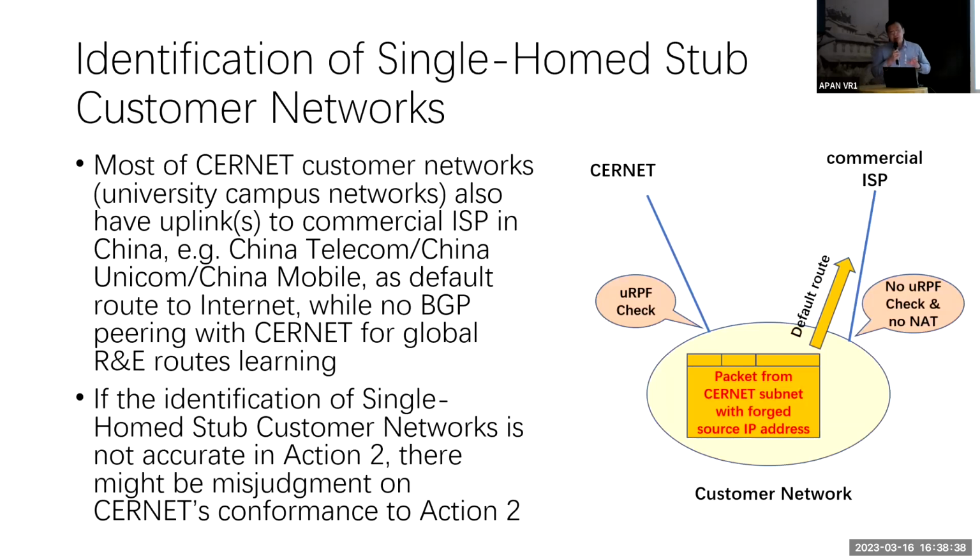From the diagram on the right, you can see that despite the URPF check configured on CERNET, a packet from a CERNET subnet with a forged source IP address might be injected into the internet by following the default route pointed to the commercial ISP uplink, if on that link no RPF check and no filtering is configured.